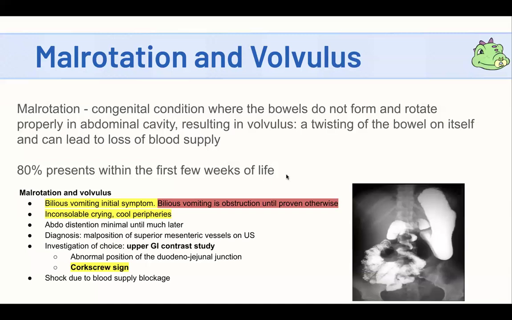And then other symptoms include inconsolable crying, cool peripheries, and then other things to note would be the investigation of choice. So the gold standard is an upper GI contrast study, and that will show a corkscrew sign, which you can see on the right side there. And then, yeah, it can lead to shock as well. So I guess the ones highlighted are the main things to note. And then investigation would be, as I said before, the upper GI contrast study.